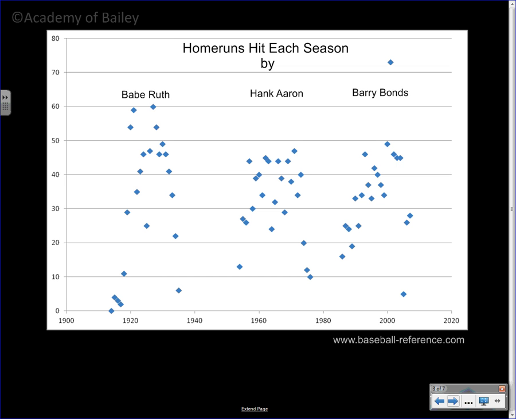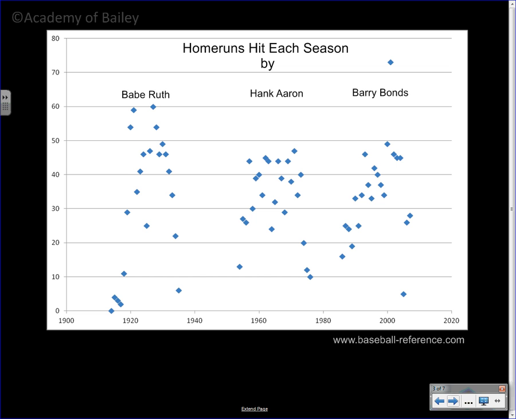Let's look here. I have a scatter plot. This is home runs hit each season by 3 different home run hitters. Babe Ruth was the first one, and he played somewhere about 1916 to 1938, it looks like. Hank Aaron. Babe Ruth has the 3rd most home runs hit in a career. Hank Aaron has the 2nd most home runs hit in a career, and he played somewhere about 55 to 78. And Barry Bonds has the most home runs hit in his career.